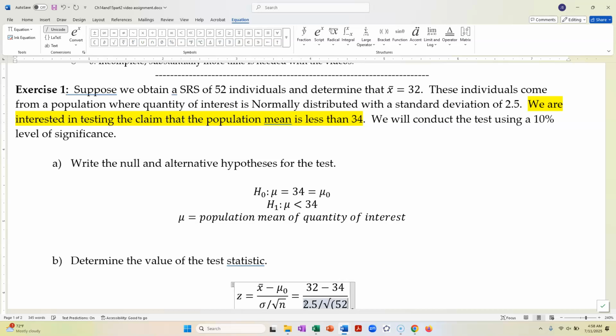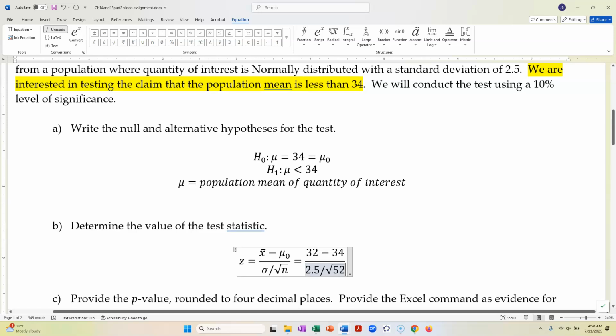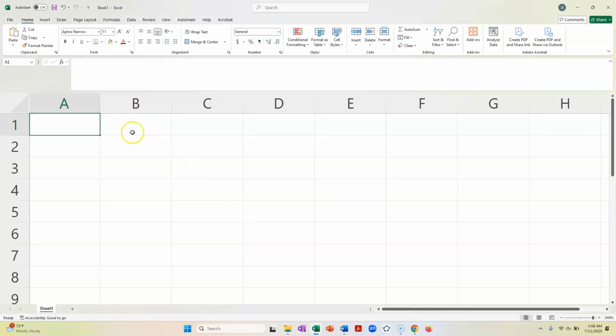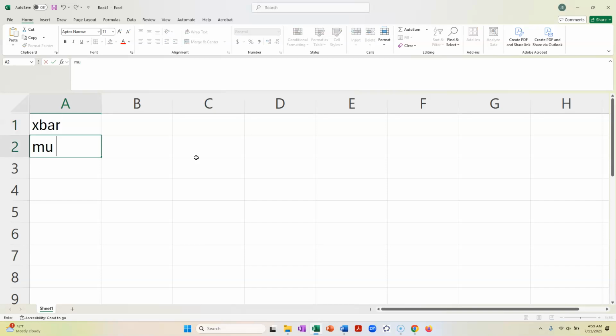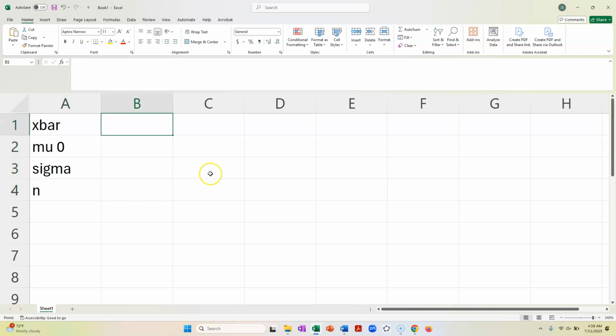of 52. Okay, and this is where I would need to get a calculator, and I will explain how to do this because your calculator will lie to you. Really, what is happening is that order of operations is giving you a hard time. So I'm going to pop over to Excel. Okay, I'm going to write x bar, mu 0, sigma, n, and this was 32, this is 34, sigma is 2.5 and n is 52.